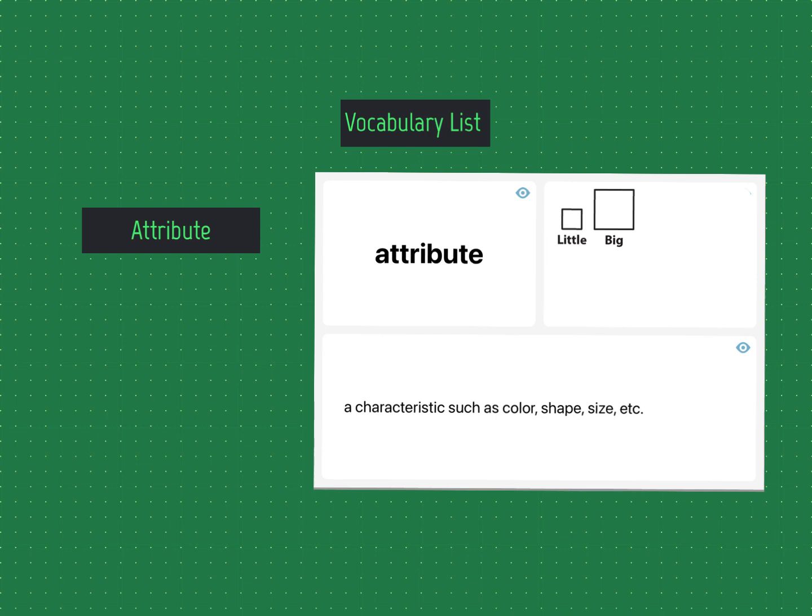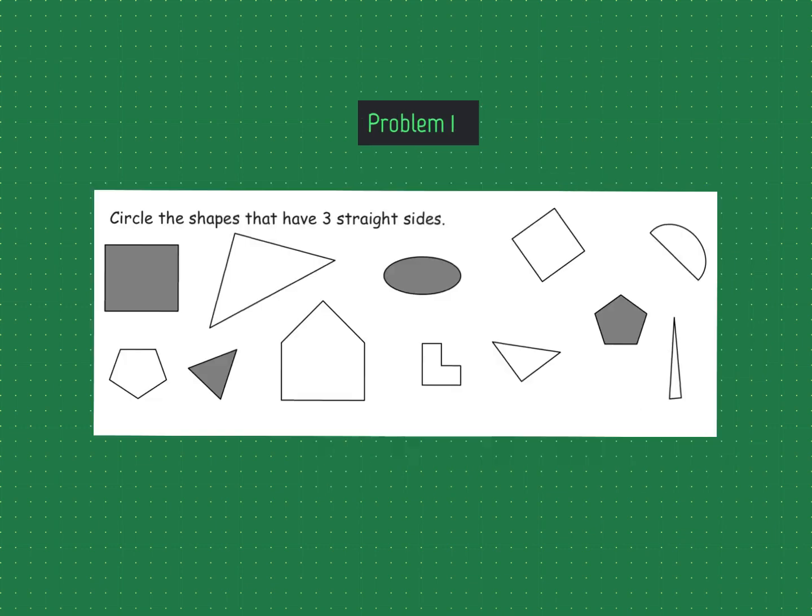An attribute means a characteristic such as color, shape, size. So in this example, we have a little square and a big square. And the little or big is the size, which is a characteristic, meaning the size of the squares, being little or big, is an attribute of the square.